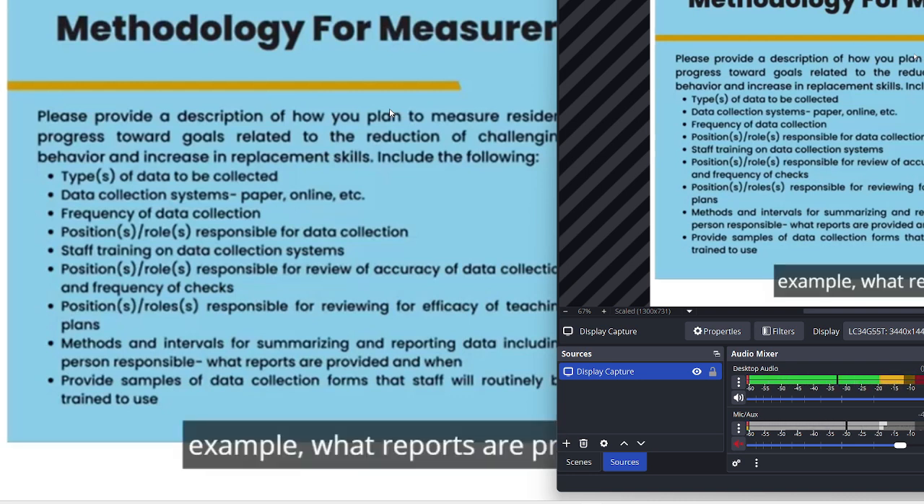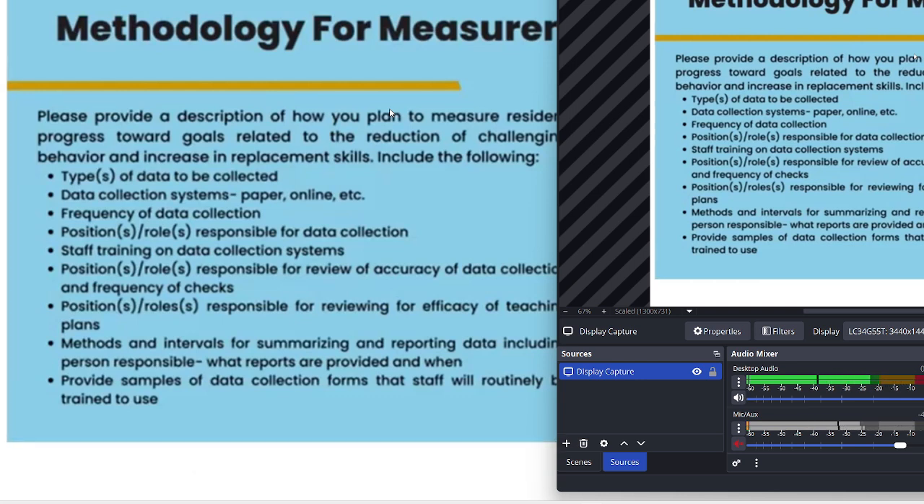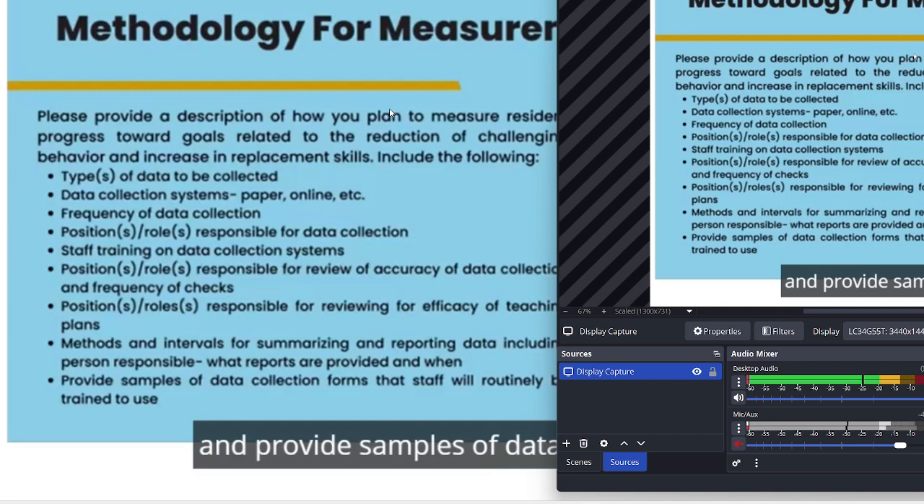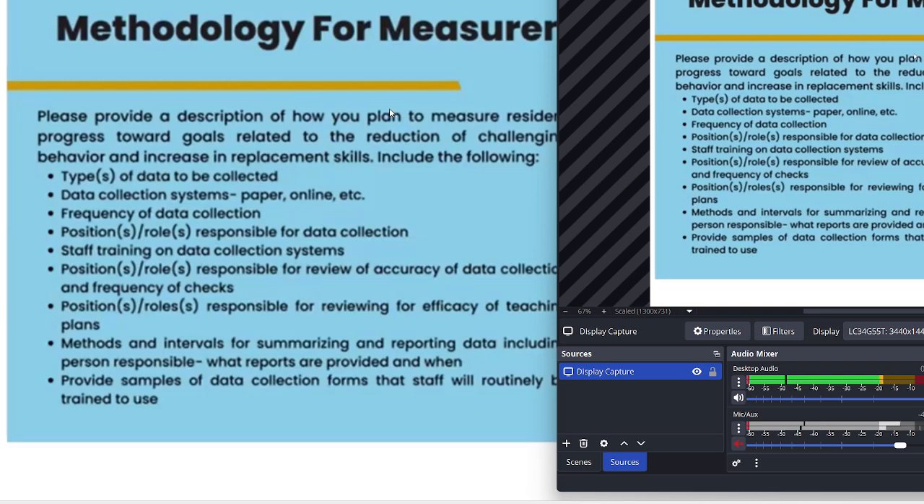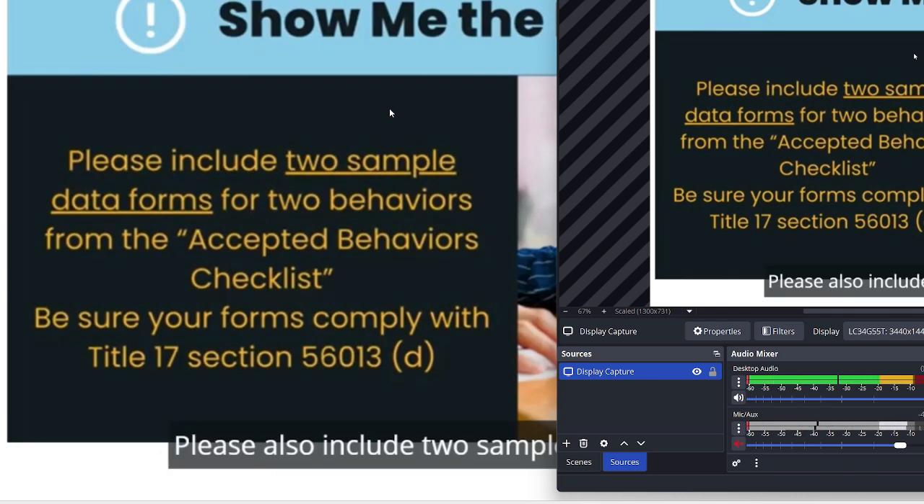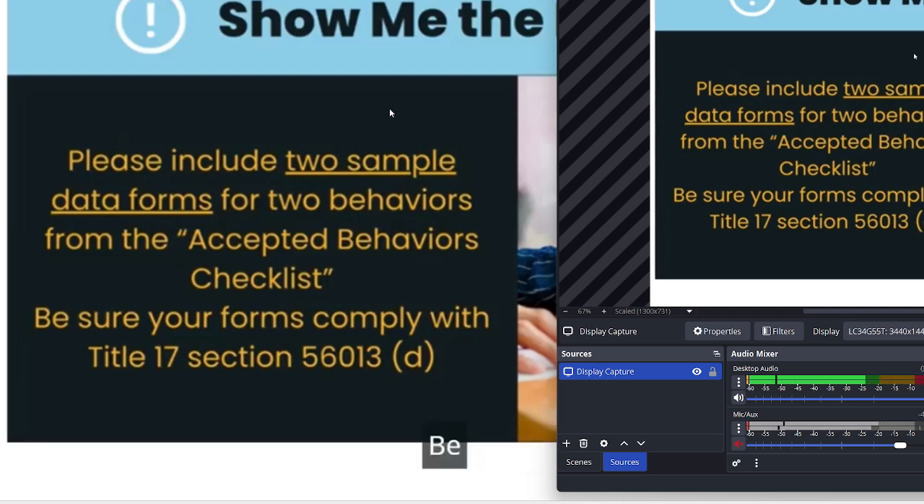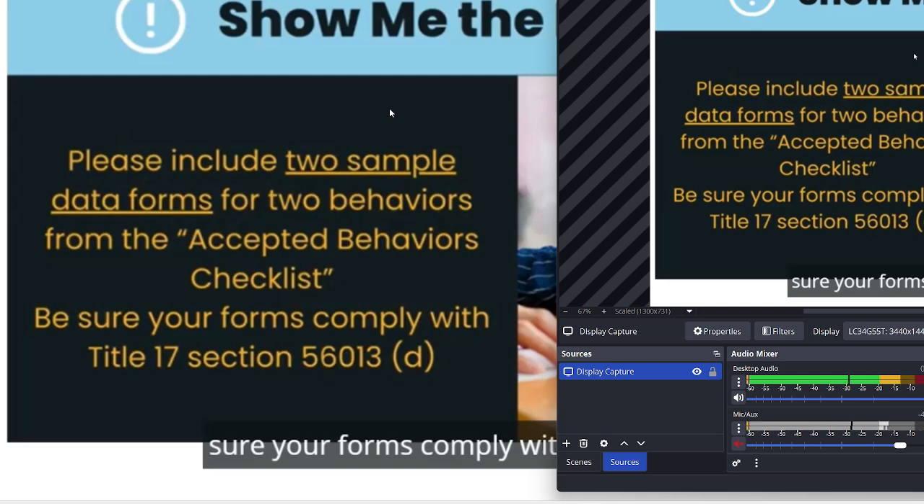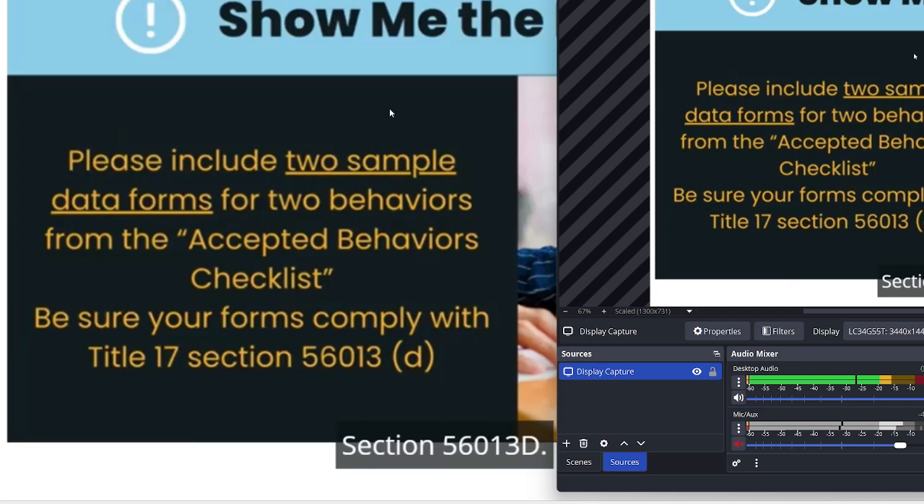For example, what reports are provided and when, and provide samples of data collection forms that staff will be routinely trained to use. Please also include 2 sample data forms for 2 behaviors from the accepted behavior checklist that you plan to use. Be sure your forms comply with Title 17, Section 56013D.